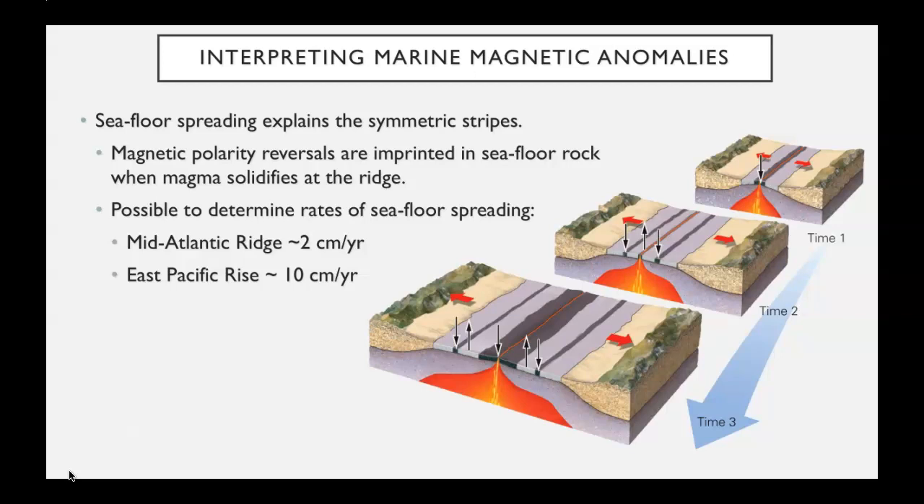So in time 1, you have that gray rock forming at the ridge. Time 2, time 3. Measure that distance. The rate is distance over time. Here, centimeters is the distance, per year. We can figure that out, the rate of plate motion.